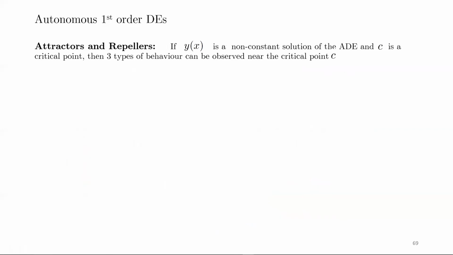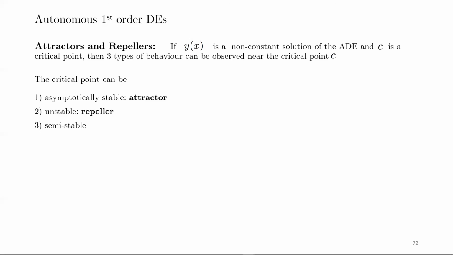Okay. So this leads us into something called attractors and repellers. If y is a non-constant solution to the ADE, so y of x is not a critical point, but C is a critical point, then three types of behavior can be observed near the critical point. The critical point can be either asymptotically stable, which we label as an attractor, it can be unstable, which we label a repeller, or it can be semi-stable. Okay, and so let's look at these three potential solutions.